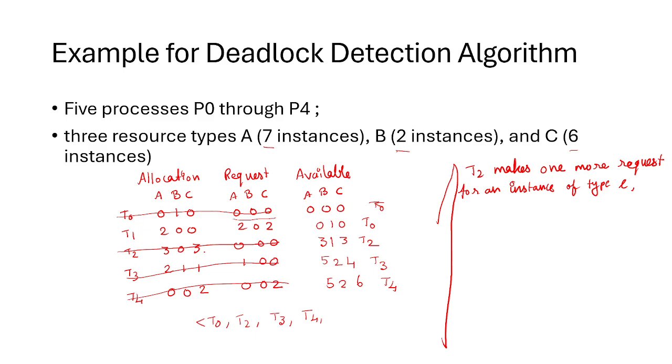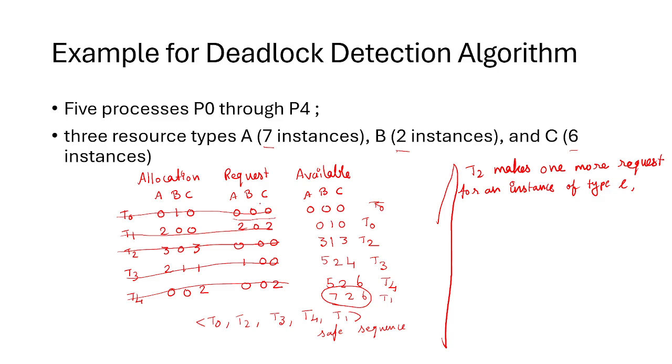Now T1 is pending. The request is 202, which is available, so it can complete its execution. After T1 completes its execution, you have to add this 2002, so the available resource becomes 7, 2, 6. This is equal to the initial amount of resources. So now all the threads have completed their execution. This is the safe sequence. The system is in a safe state. There is no deadlock here.